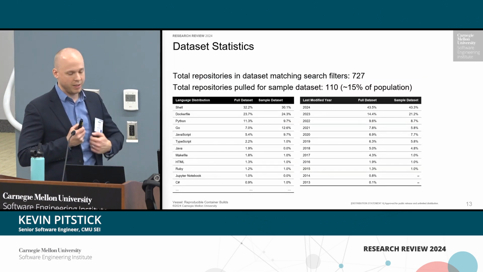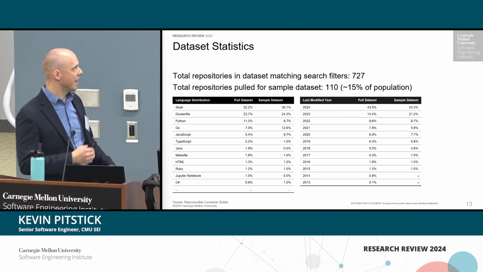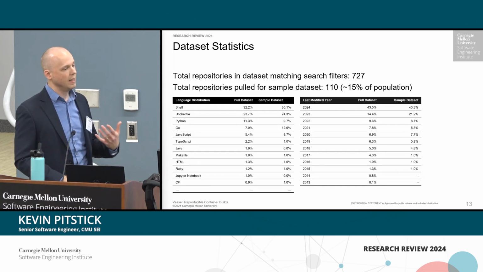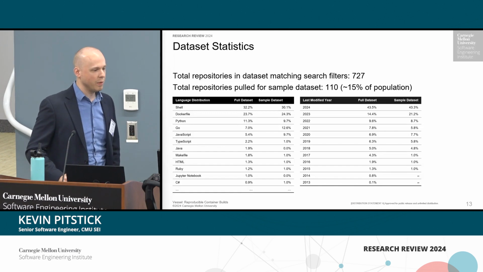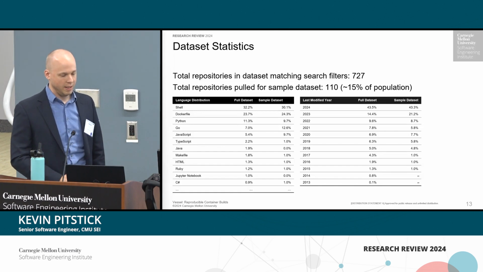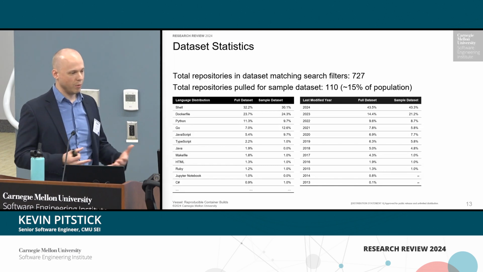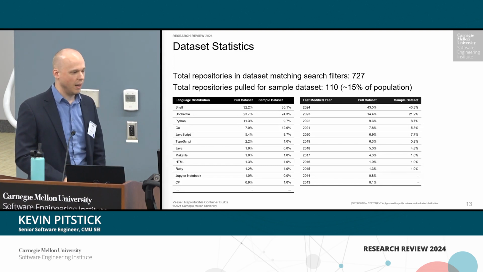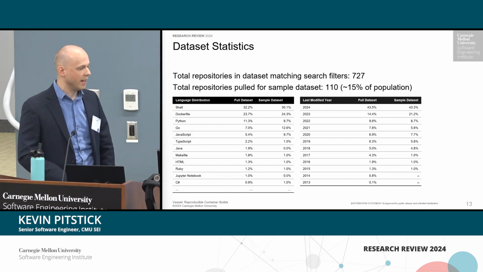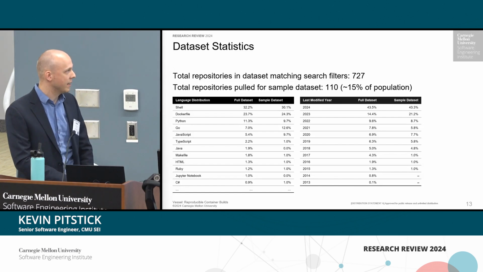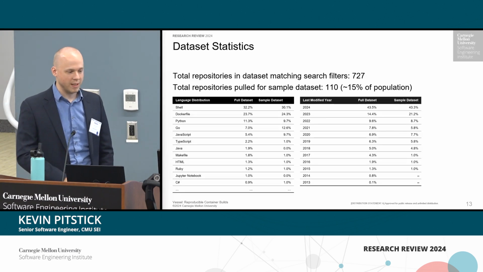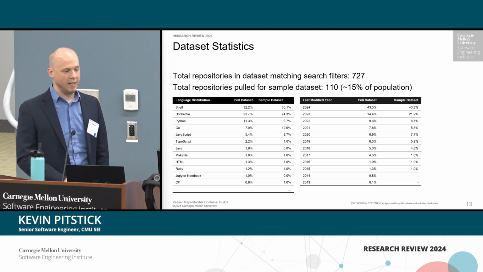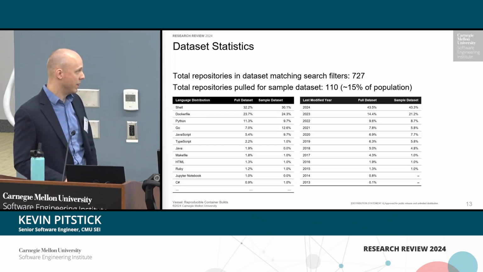We had a little over 700 repositories that matched our search criteria. We pulled together the sample data set of about 110. And then we pulled some statistics just to give us a warm feeling that we were being representative. A lot of shell, Dockerfile, Python code was detected. And then we also looked at the last modified year for the repositories. No surprise that most of the things that build successfully are things that have been modified semi-recently.